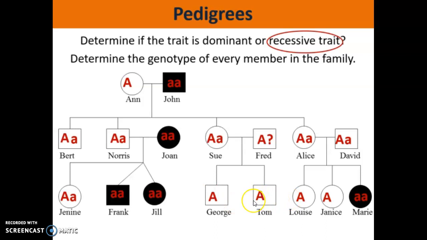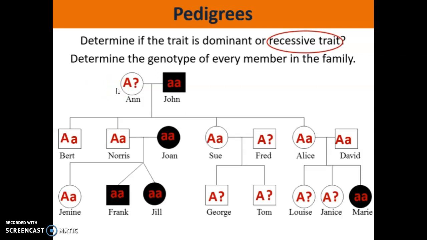Now, George and Tom, even though we know at least some of their parents' genotypes, we don't know if Sue and Fred passed on two big A's to George and Tom, or if they passed on a big A and a little a. There's not enough evidence there, so we're going to give them question marks as well. Likewise, Luis and Janice are going to be question marks because we're not sure which of the two alleles, dominant or recessive, Alice and David passed on. The only one we have left now is Anne, and she's going to be a question mark as well.